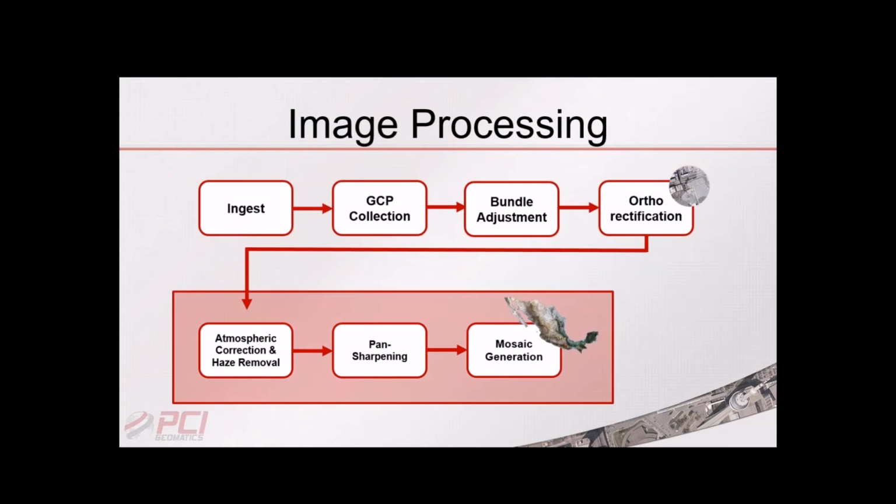But today what I would like to emphasize and talk more about is the second portion of this workflow. And that includes atmospheric correction and haze removal, pan sharpening and mosaicing. And I want to emphasize those tasks to demonstrate how to prepare and get the most out of your imagery for analysis.